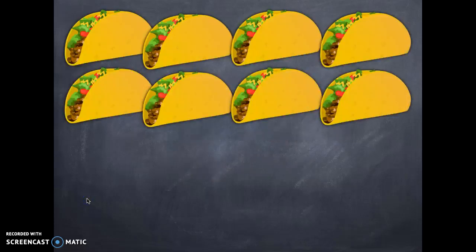Like say I started with these tacos. How many tacos do I have, friends? Can you count them for me, please? 1, 2, 3, 4, 5, 6, 7, 8. Yes, there's 8 delicious tacos.